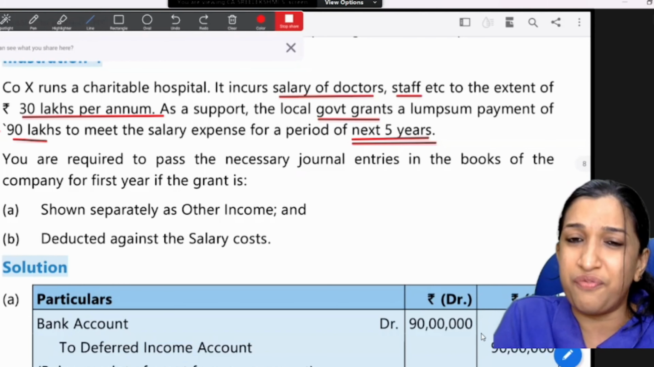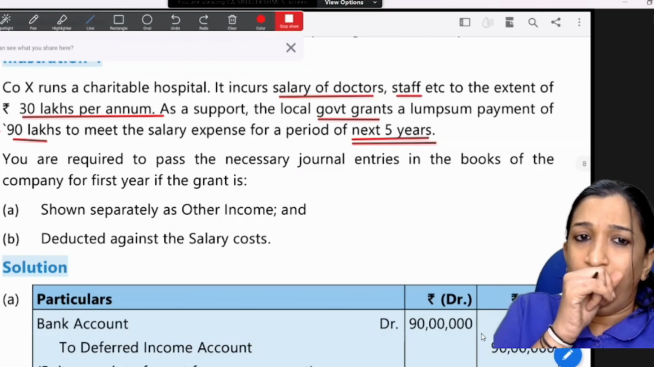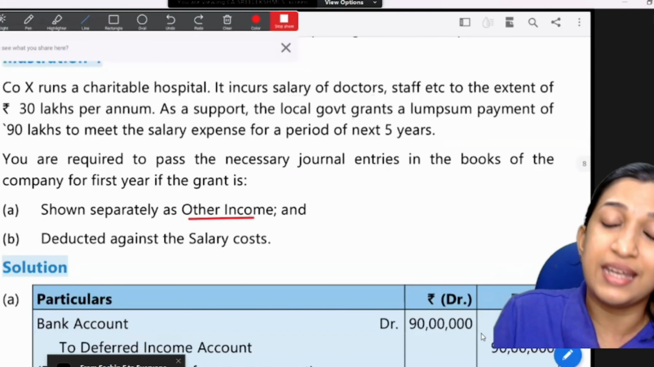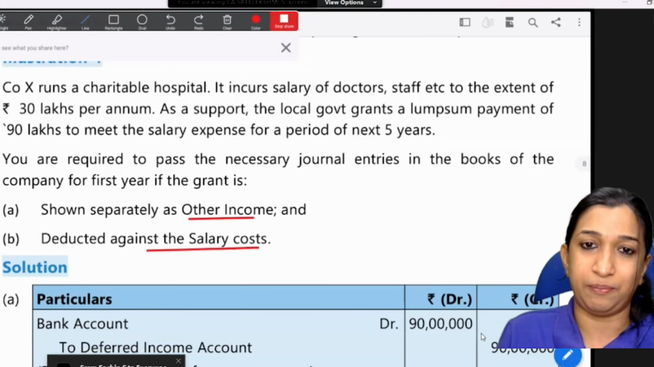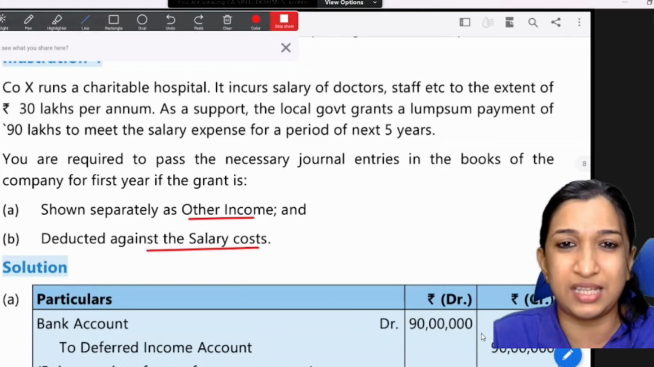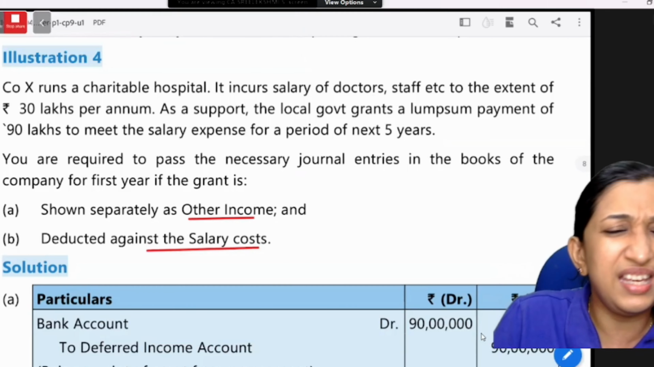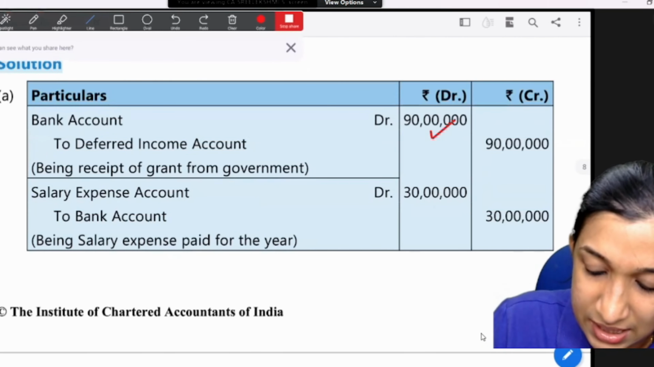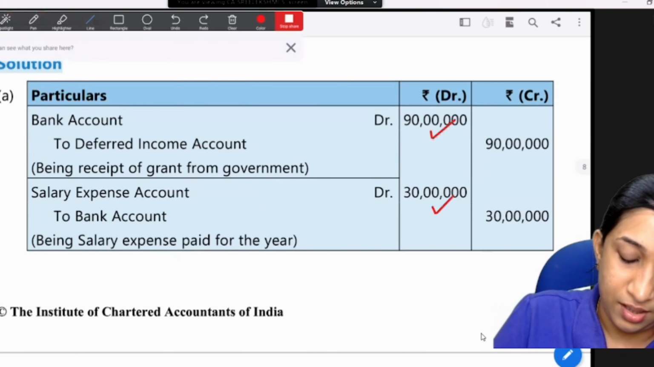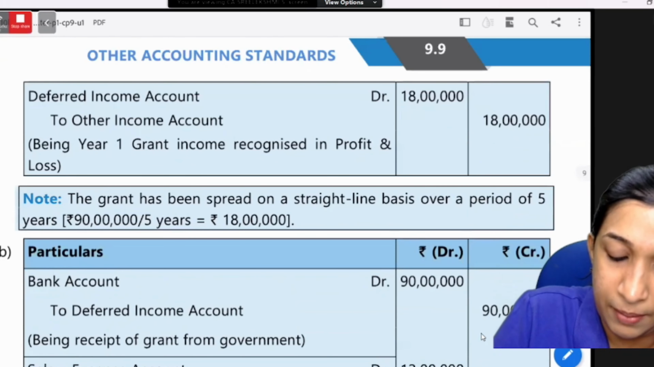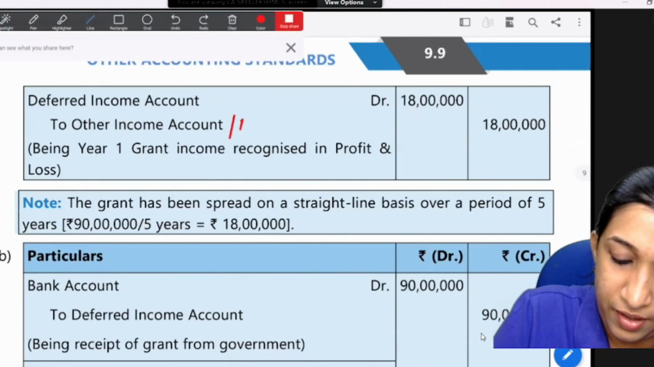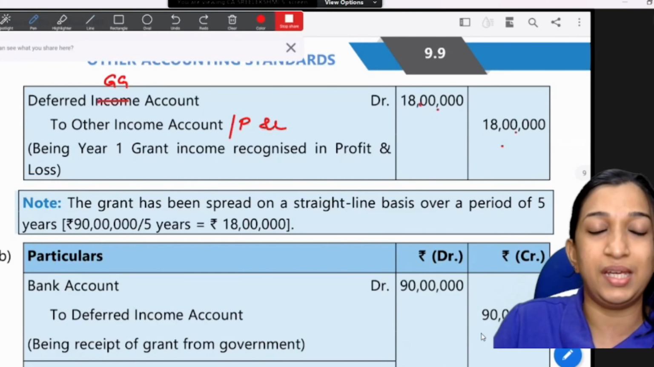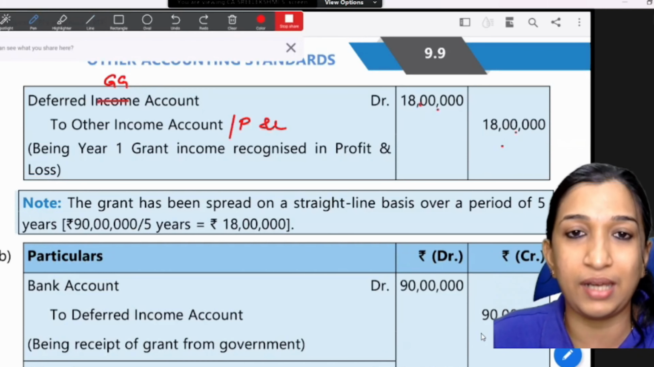It should be recorded as a deferred grant and amortized to P&L over a period of 5 years. It's correct if you show it as other income. It's correct if you deduct it against the salary expense. You can deduct it or show it as income. In both cases, pass journal entries. Easy. Bank to deferred grant, 90 lakhs. First year, salary to bank, 30 lakhs. Now, deferred government grant to P&L, 18 lakhs. Repeat: salary to bank, deferred government grant to P&L.